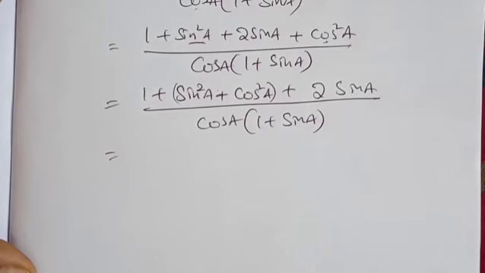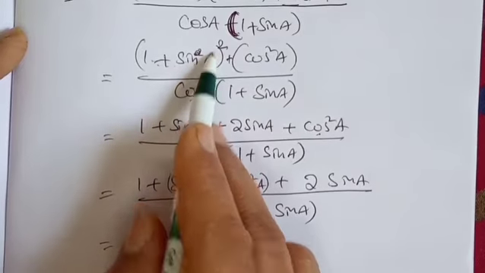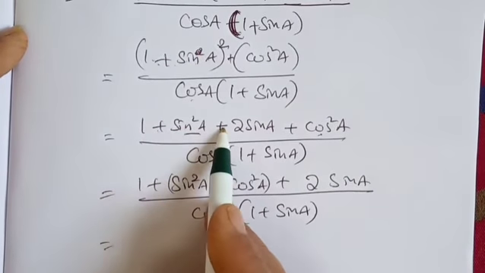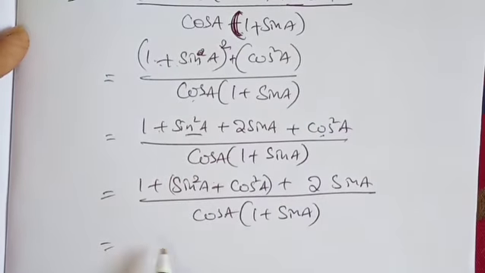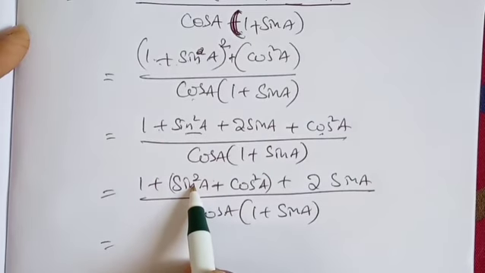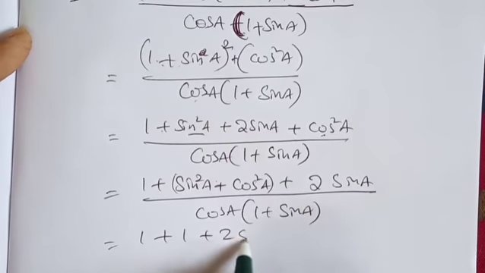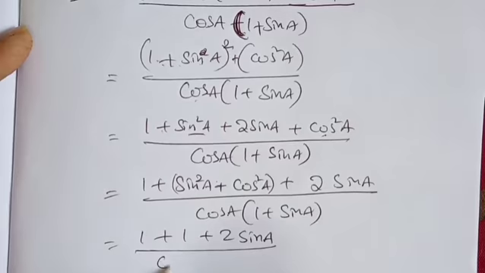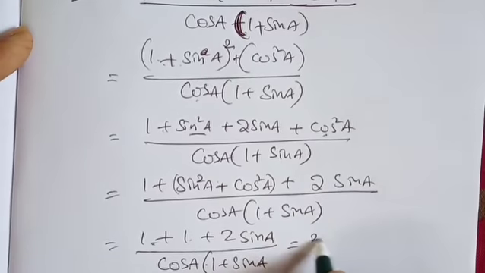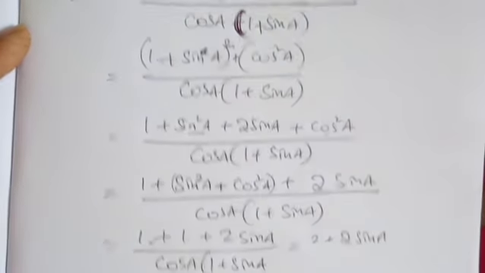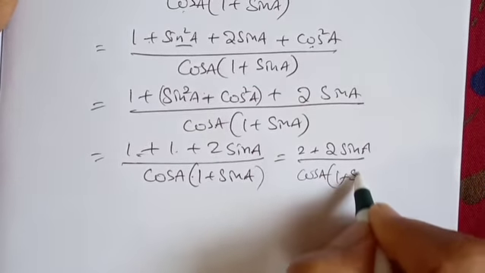Okay, children. So what I have done is expanded 1 plus sin A whole square as 1 plus sin square A plus 2 sin A, plus cos square A as it is, by cos A, this is as it is the denominator. And sin square A, cos square A, I just grouped them in one bracket. So now this is nothing but 1, 1 plus 2 sin A by cos A into 1 plus sin A. This is what? 2 plus 2 sin A, but cos A into 1 plus sin A.